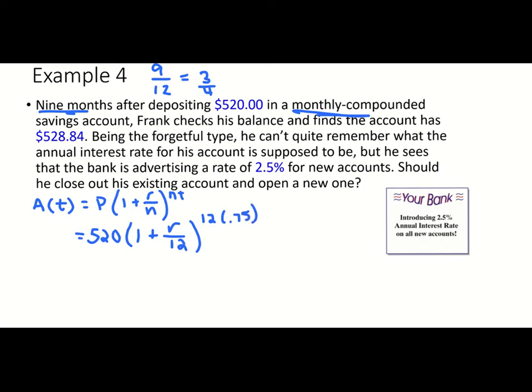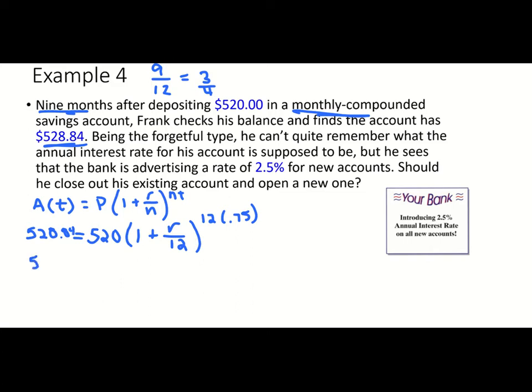And then we need the 528.84. That is after the 9 months. That's how much he has in his account. So that's our answer. Kind of running out of room there. Okay. So now we need to solve this. What I'm going to do first is do 12 times the 7/500.